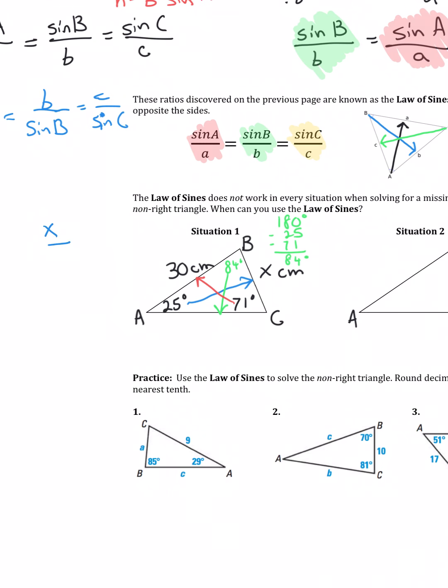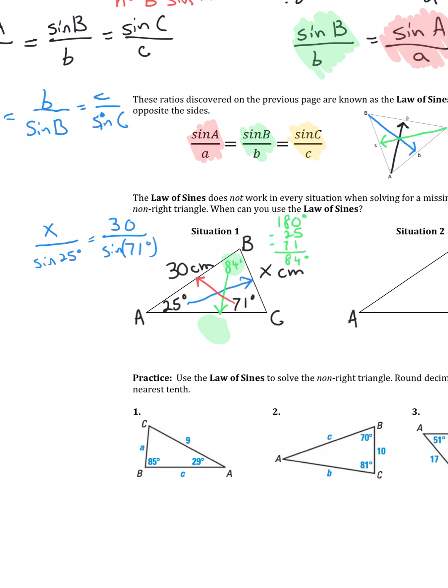I would say X over sine of 25 degrees equals 30 over sine of 71 degrees. So it turns out that 84 degrees was not useful for me in this particular problem, but we can always find the third angle measure if we know two of the other angle measures. Sometimes I might give you a side length that's over here, and then you'll have to say, oh, if I want to use the law of sines, I need to find that third angle measure first. So it's important to know that we can find that third angle measure.